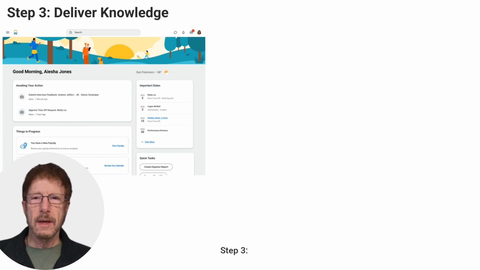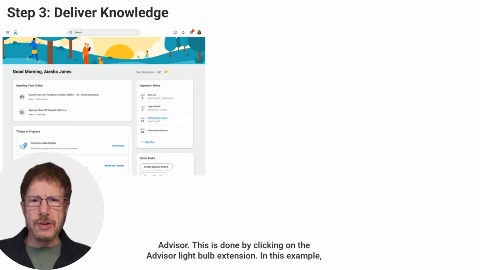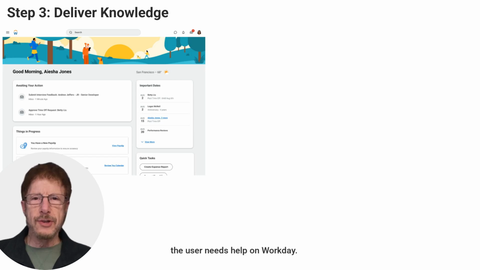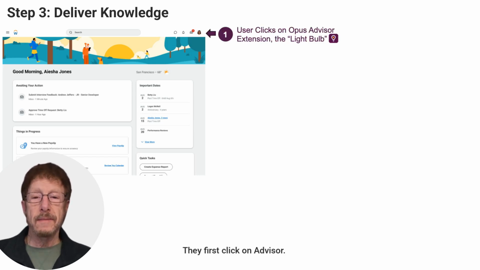Step 3. Deliver knowledge. After go live, employees access the help and guidance they need by accessing the OPUS Advisor. This is done by clicking on the Advisor light bulb extension. In this example, the user needs help on Workday. They first click on Advisor.